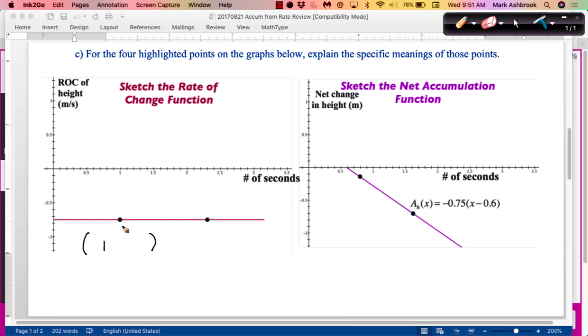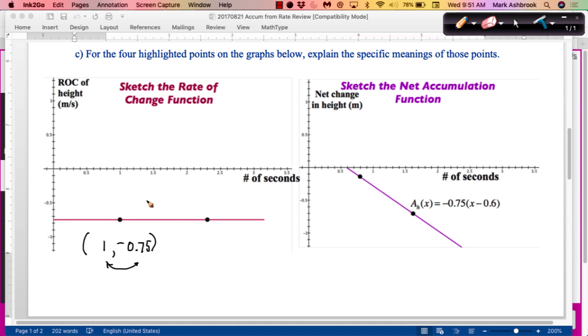It looks like 1 second, and that's a coordinate pair, so that's a correspondence of our two quantities, seconds and rate of change. And so what is that point symbolizing? What does that point mean? Any volunteers? Yes, sir. That was awesome. Did you hear that? He said, at 1 second, the flag is descending at a rate of 0.75 meters per second.